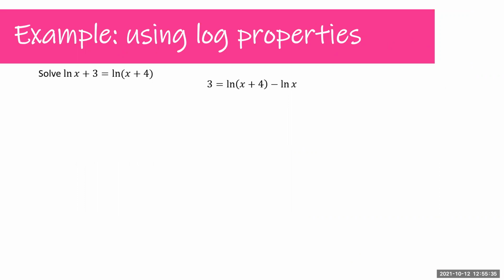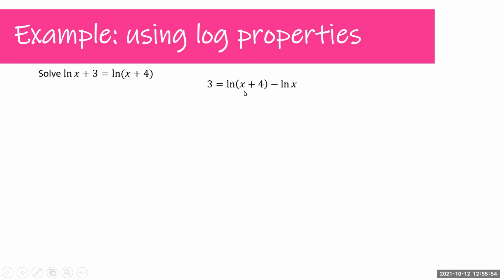Let's solve ln of x plus 3 equals the ln of x plus 4. So first, let's get everything on one side with the ln's, okay? Everything that has a natural log on one side, everything that doesn't on the other side. So we're left with 3 equals the ln of x plus 4 minus the ln of x.